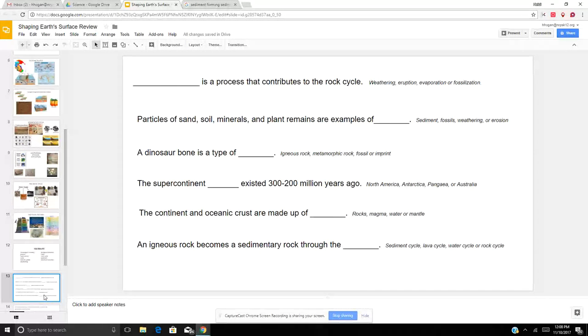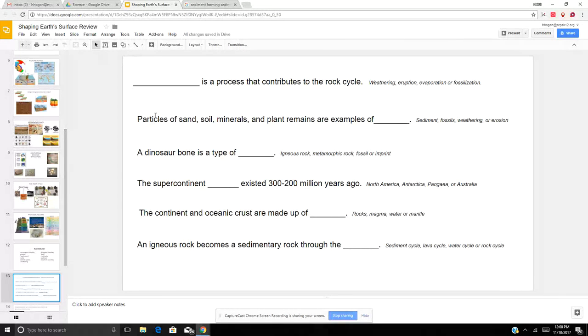Okay, so now I'm going to give you a sneak peek of the test. So we have our vocabulary questions. What is a process that contributes to the rock cycle? Is it weathering, eruption, evaporation, or fossilization? Think about that. The rock cycle. How are rocks formed? What forms rocks?